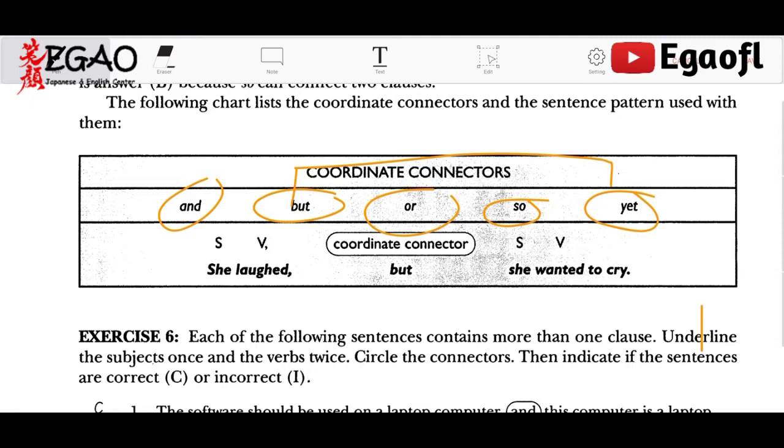And how to use coordinate connectors in a sentence? So now let's learn about the sentence patterns. You use subject verb, and then put a comma after that, and then put the coordinate connector. In this context it is but. She laughed, but she wanted to cry, is also subject and verb. So the pattern is SV, comma, coordinate connector, SV. Let's take a look at the example.